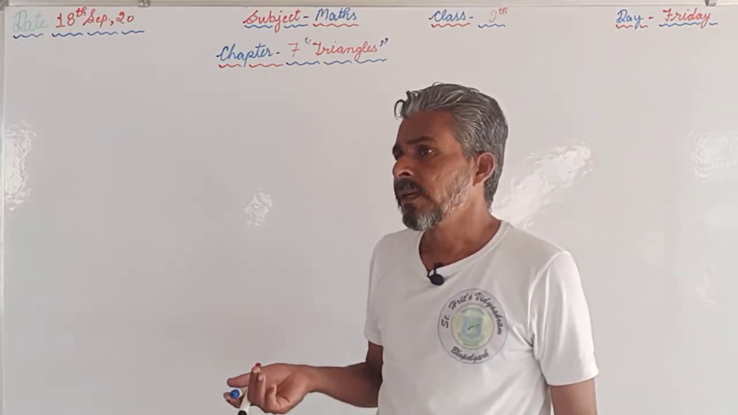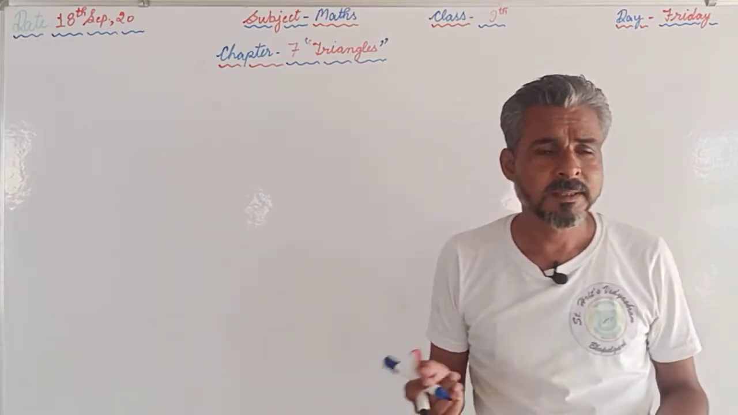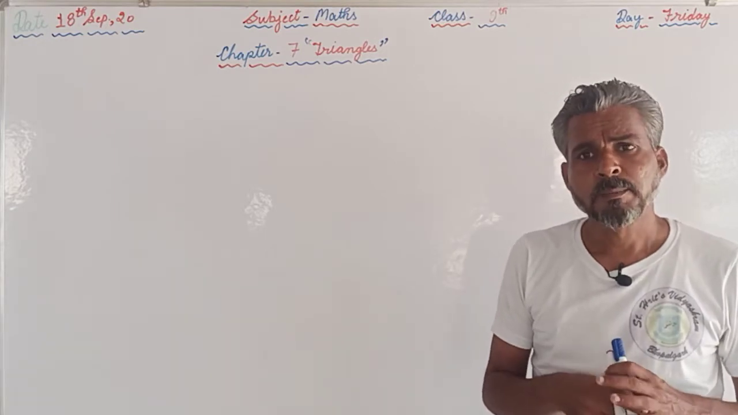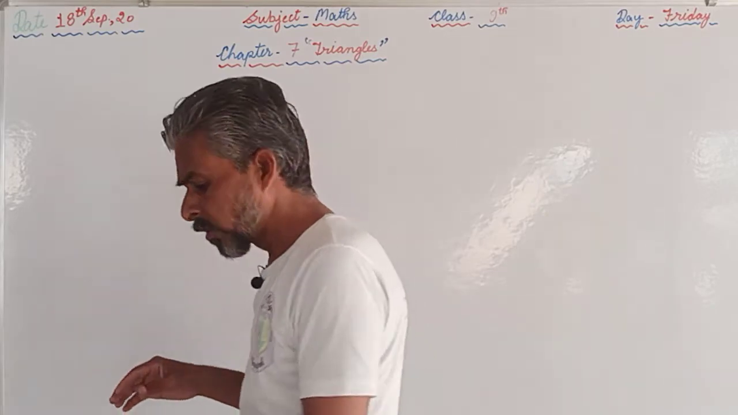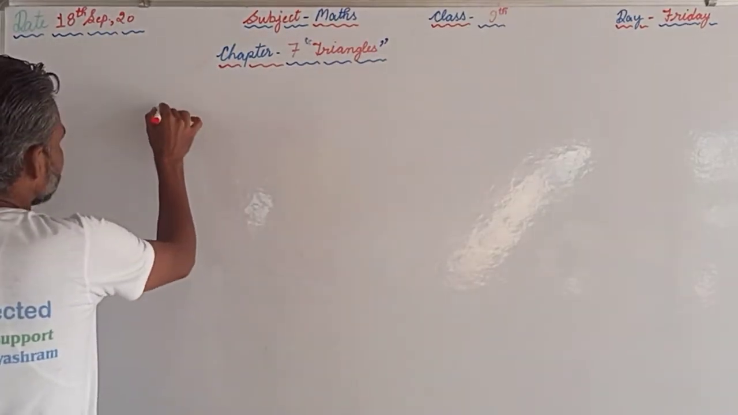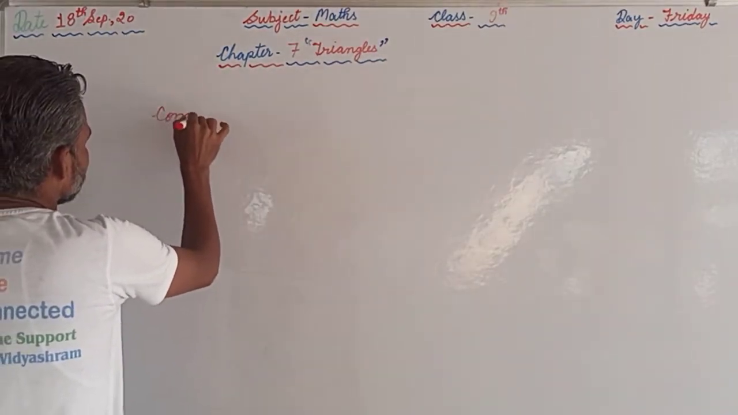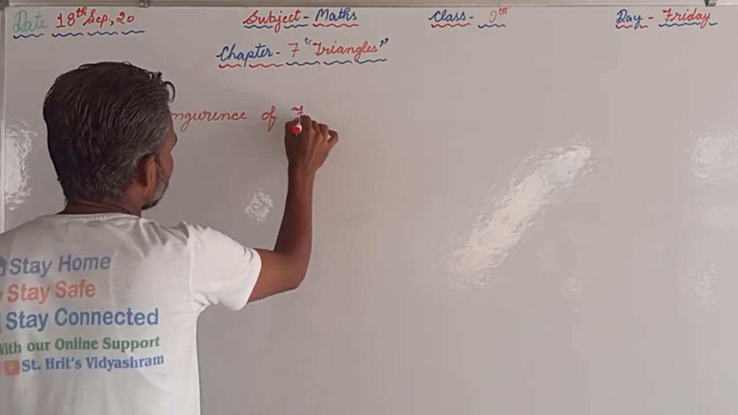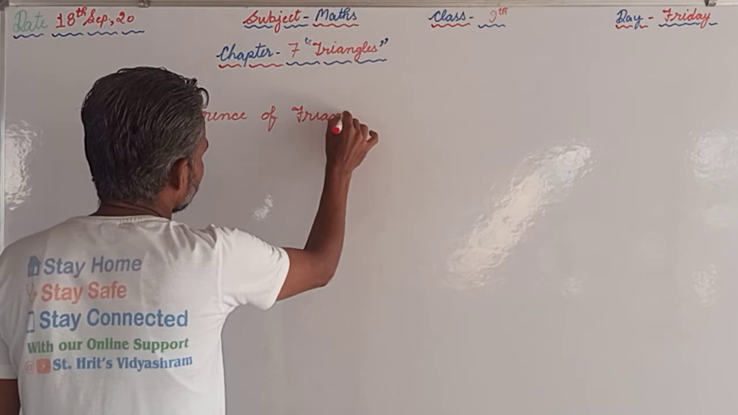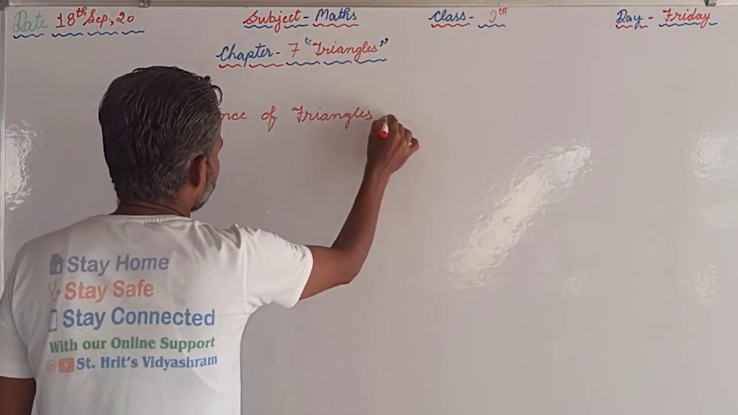Regarding triangles, we know many things, the properties of the triangle, but in this chapter we are supposed to deal with congruence of triangles.